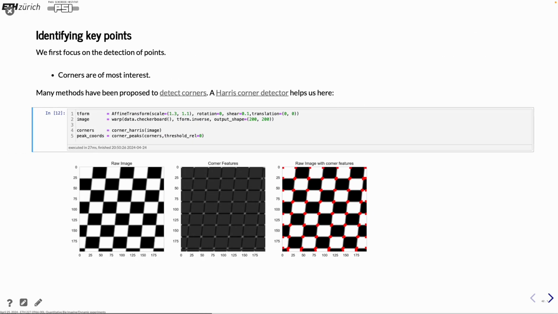And for that we need a so-called corner detector, and one that is proposed as a first go-to is the Harris corner detector, which looks at a combination of gradients and information around the pixels. Here we can see we have some raw image, and we see these corner features created by the Harris detector. If we plot these points in the image, we see that they nicely hit the corners.